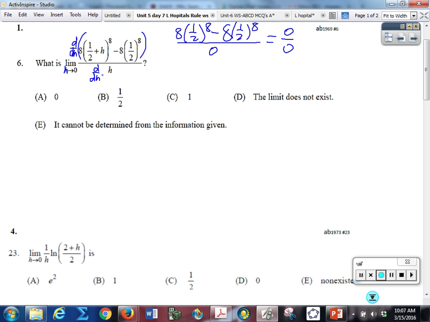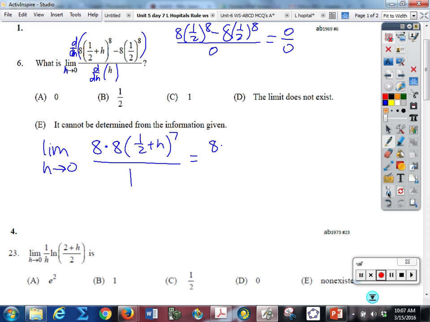So I still have h approaching 0, but what is the derivative if h is my variable? How do I take the derivative of that? What do I do with the power on the derivative? Just bring it down, increase it by 1. And what's the derivative of a constant? 0, that's nice, that's good. What's the derivative of h? 1. Now what happens when I plug in 0? All I'm going to do, 8 times 8 is 64. 64 times 1/2 is 7.